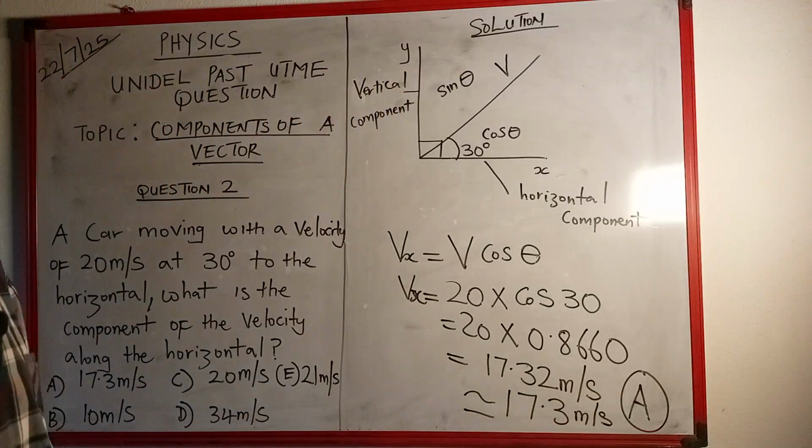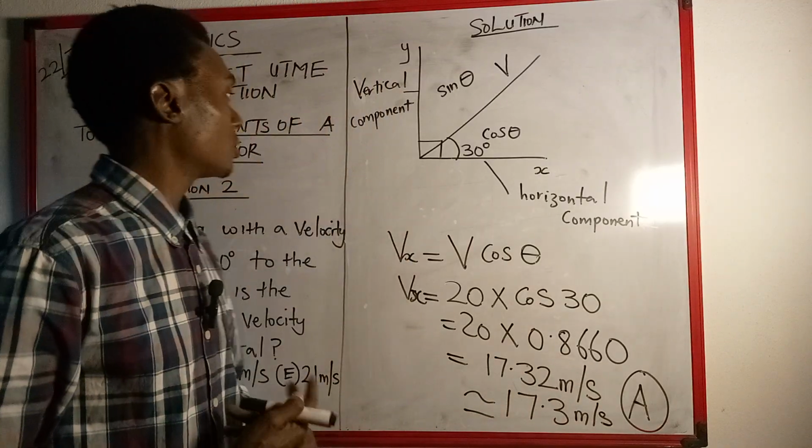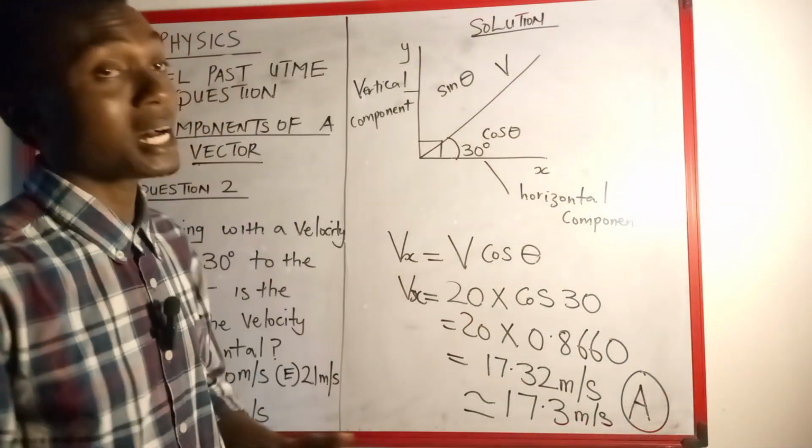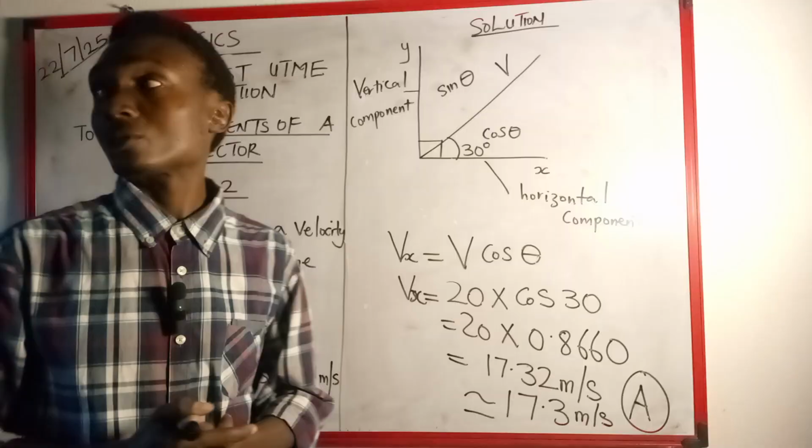So this is how you solve questions involving components of a vector. We have the vertical and we have the horizontal.